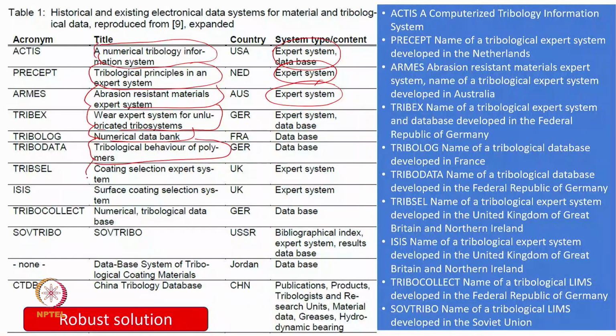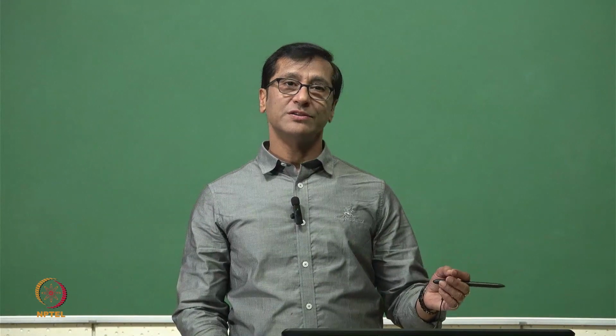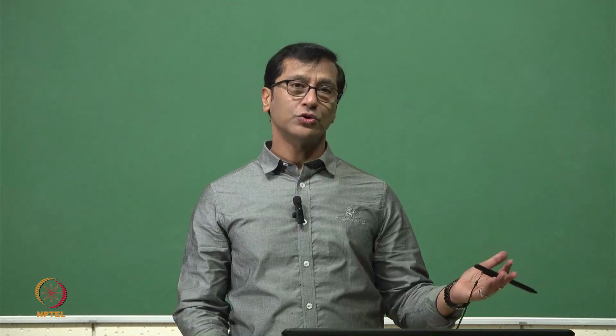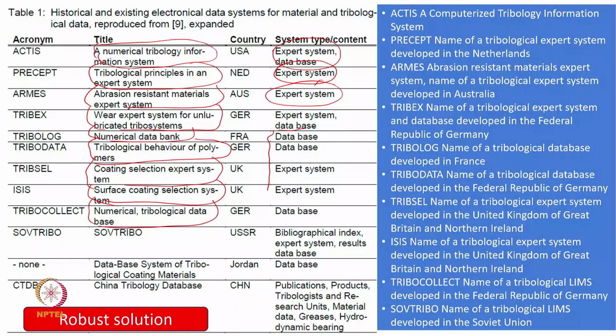Here we can see the coating selection expert system, surface coating selection expert system, and numerical and tribological databases. Again, these databases are basically for one organization or one division. They have not made them open, so we are not able to access all the data and all the expert systems. However, whatever has been published in the literature, we can utilize.